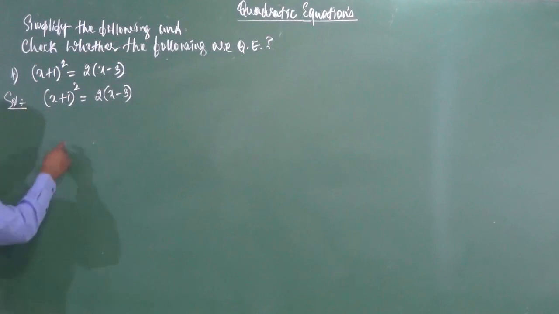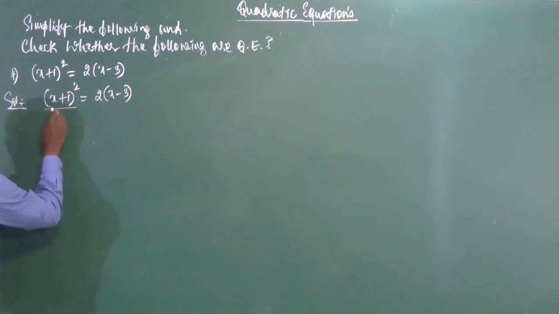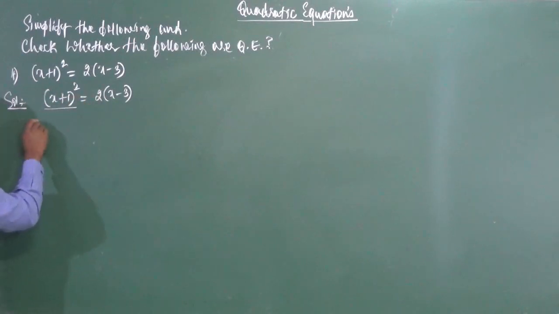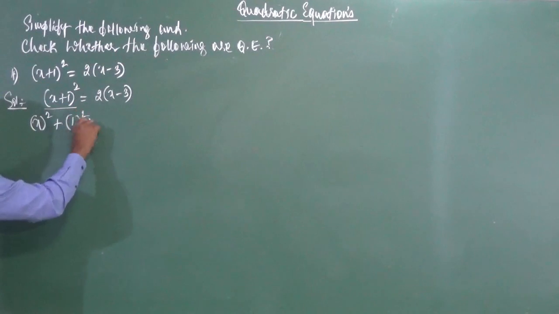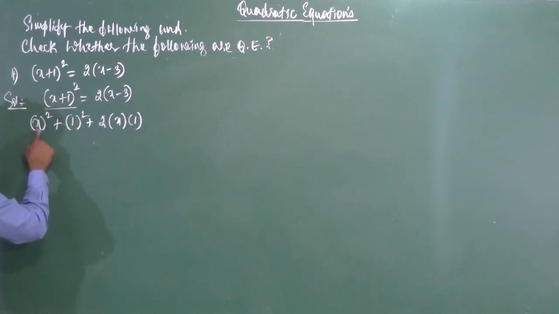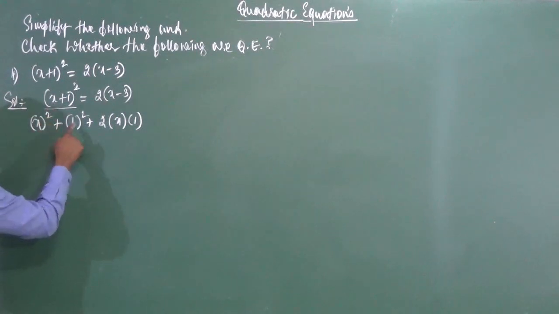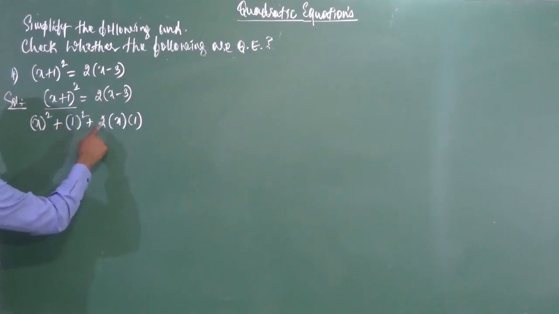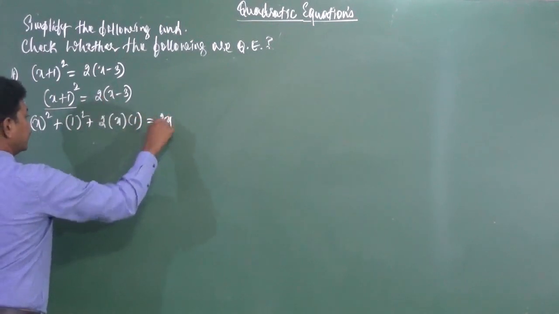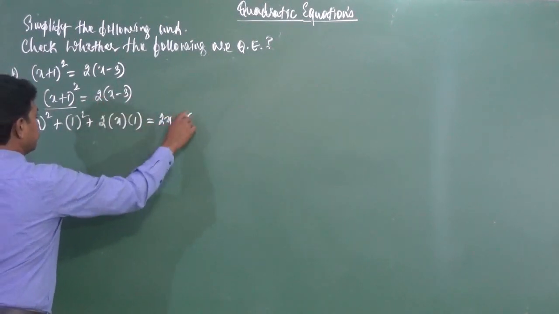Okay. So here x plus 1 whole square is in the form of a plus b whole square, which can be expanded as a square plus b square plus 2 into a into b. A square is x square, b square is 1 square, plus 2 into a into b is equal to 2 into x is 2x, 2 into minus 3 is minus x.